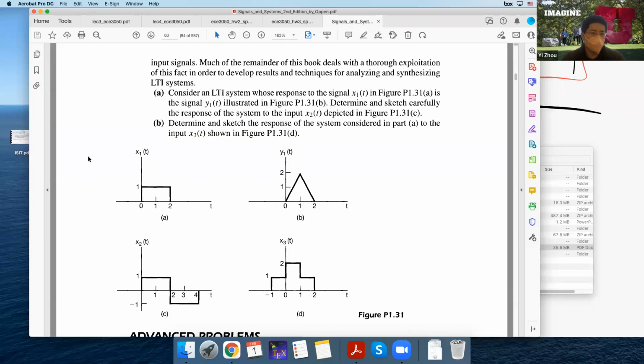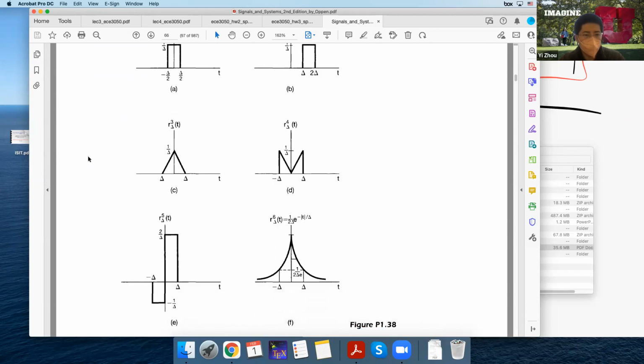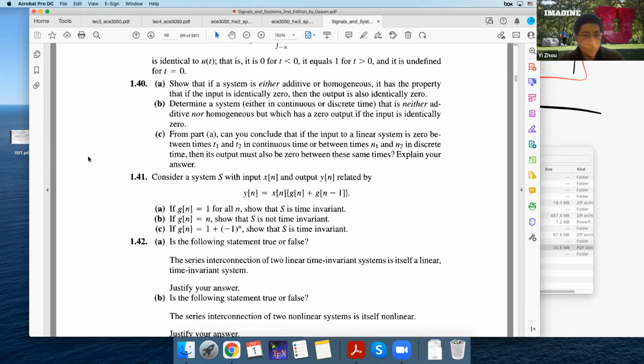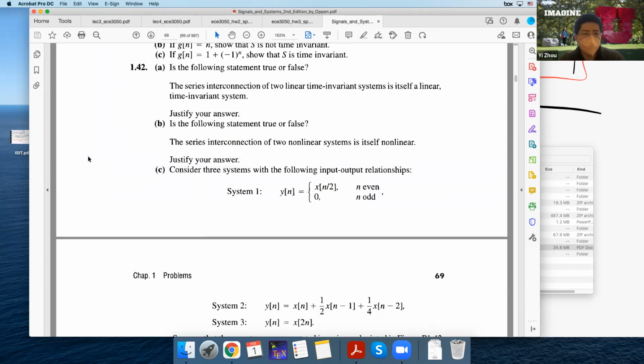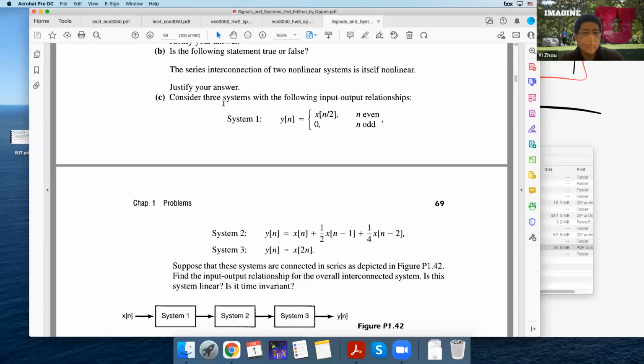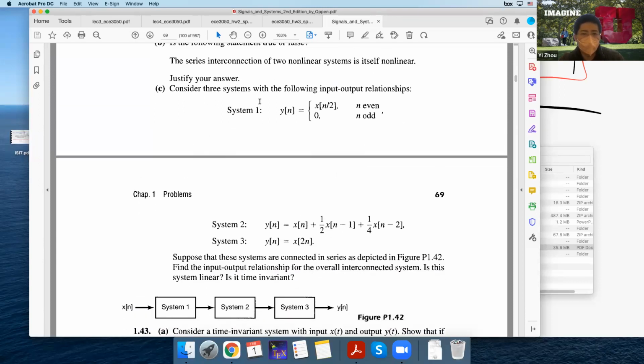The fourth one is also, the first one is a little bit challenging. Part A is true or false, B is true or false. I will skip these two parts. Now the difficult part is part C. Maybe we'll talk about this next time, but let's go over this problem.